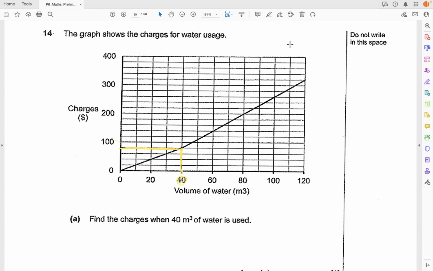So this is 100, right? And how many intervals are here? 1, 2, 3, 4, 5. So from here until here is 5 intervals. 100 divided by 5 is 20. So here is 4 intervals, right? So 4 times 20 is 80. So the answer for part A is $80.